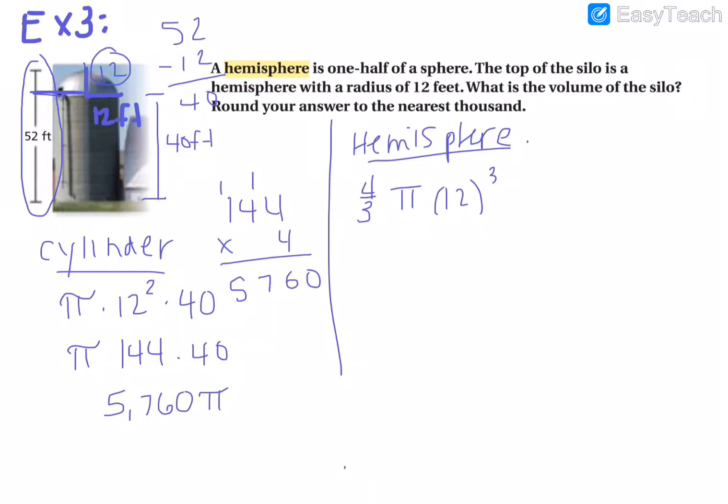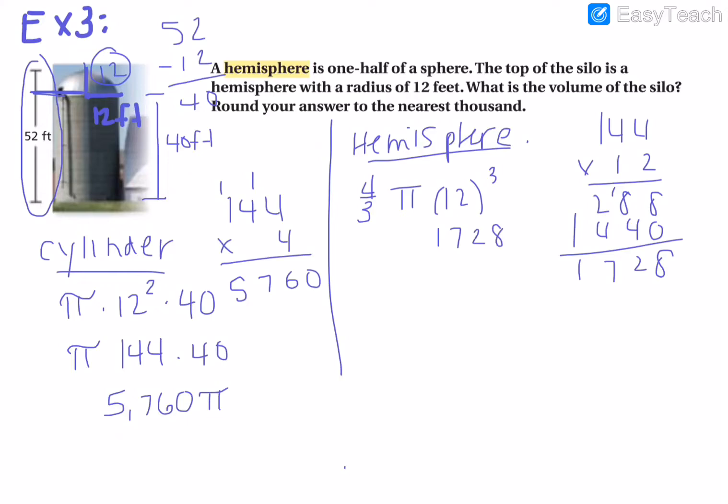So first of all, 12 cubed is going to be 144 times 12. And that's 1,728. And again, I'm still doing 4/3 and pi. So this is all multiplication here. Alright, let's see if this is divisible by 3. This 1,728 is 10, 17, 18. It is. So I can simplify that, see how many times it goes in.